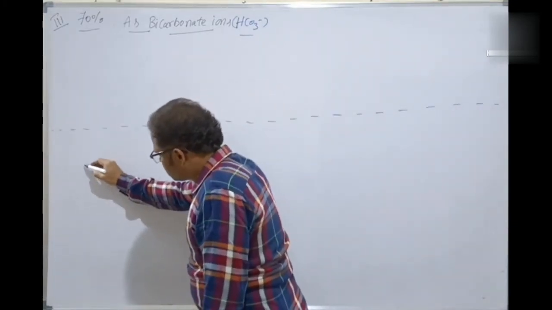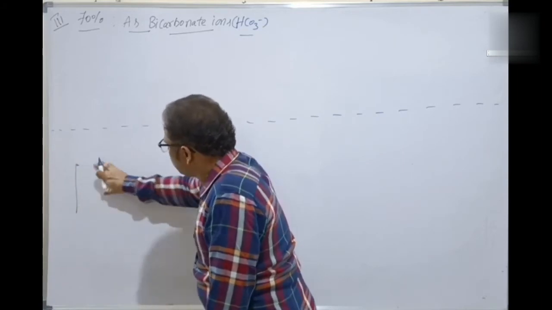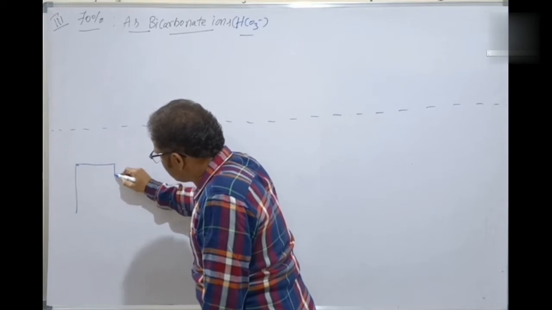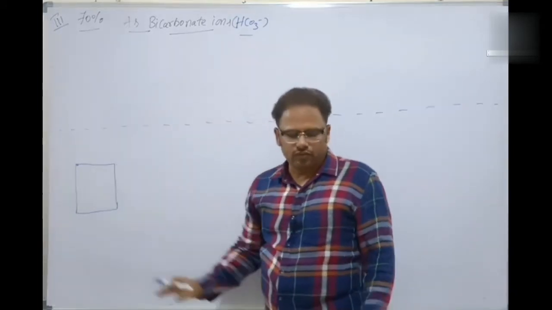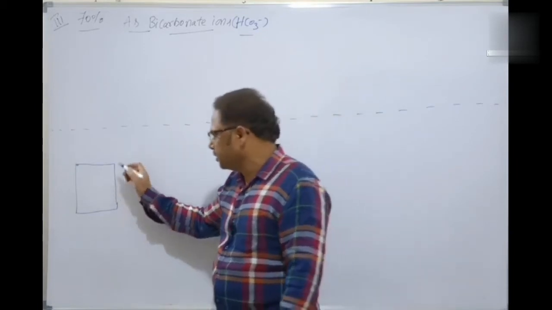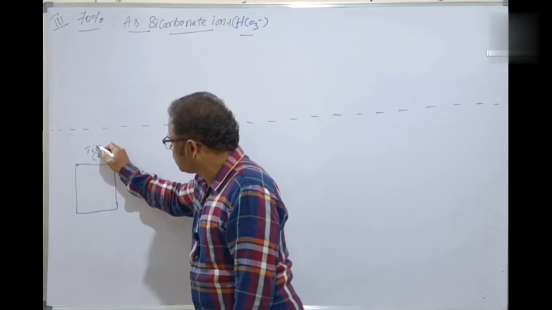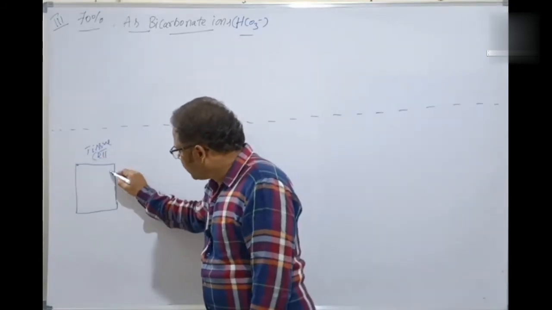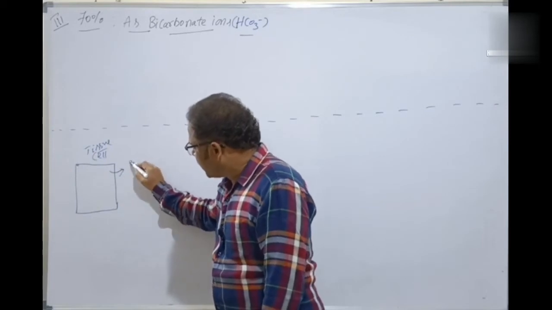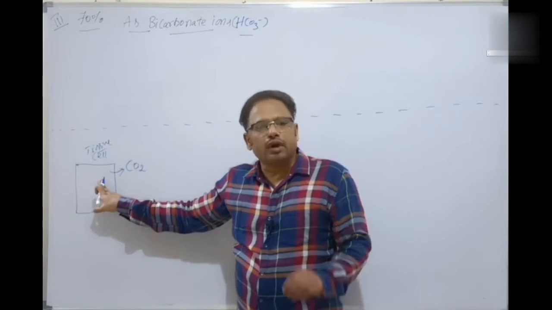So here, this is a cell. All of you know these points. This is a representation of all the cells here, for diagrammatic explanation. This is a tissue cell. And after catabolism, what is released here? Carbon dioxide is released after catabolism in mitochondria.